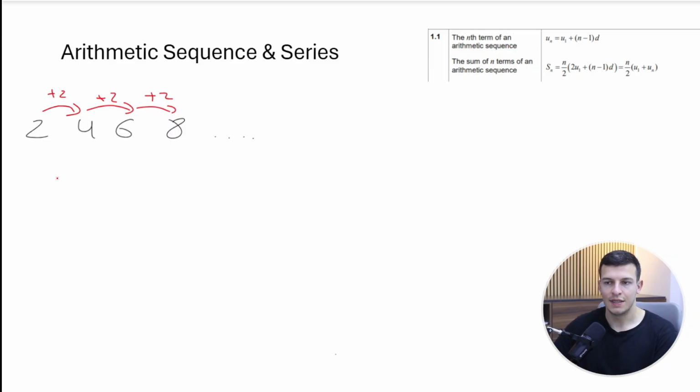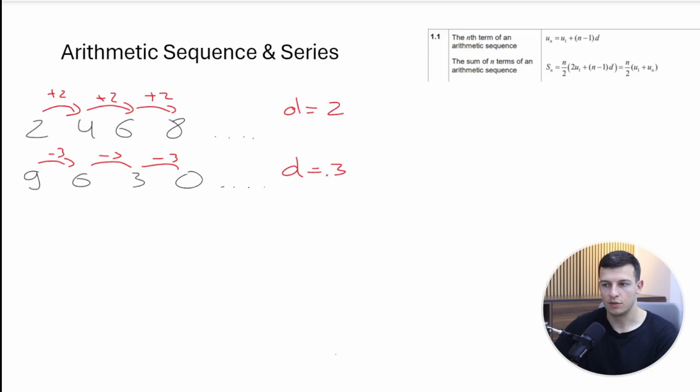Now, this is an increasing sequence, okay, but it doesn't have to be. We can also have a decreasing one. For example, 9, 6, 3, 0, etc. And if you notice, here we have -3, -3, and -3. Okay, so we can safely say the difference here is going to be equal to 2, and the difference here is going to be equal to -3.